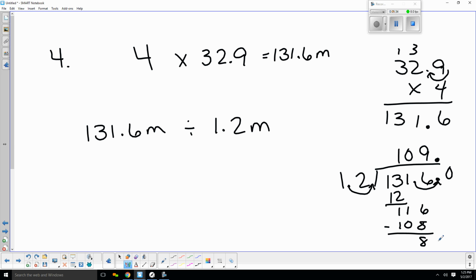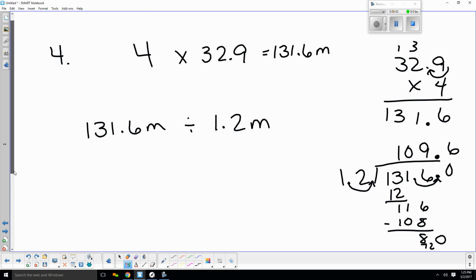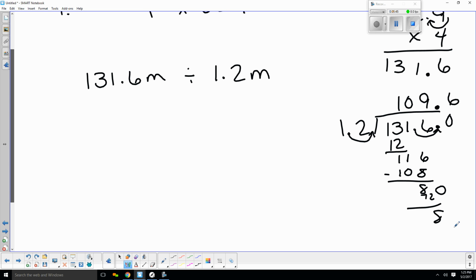Now I could go ahead and carry out an extra 0 if I want to. And what I noticed then is that I want to start to repeat. But it says how many boxes could I tape up? I could only box up 109 boxes because the 0.6 does not complete a box. So A would be my answer for number 4.